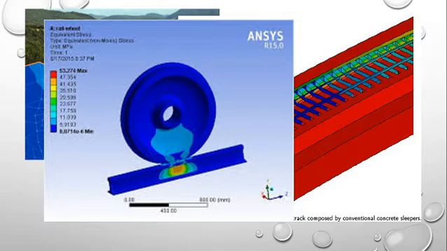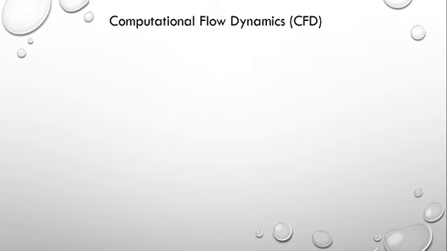That's 3 simple finite element analyses which may have been done. There would be lots of other testing and simulation involving signalling and electrical systems, but we've just looked at 3 simple, sort of mechanical, finite element analysis simulations. Let's move on to computational flow dynamics.